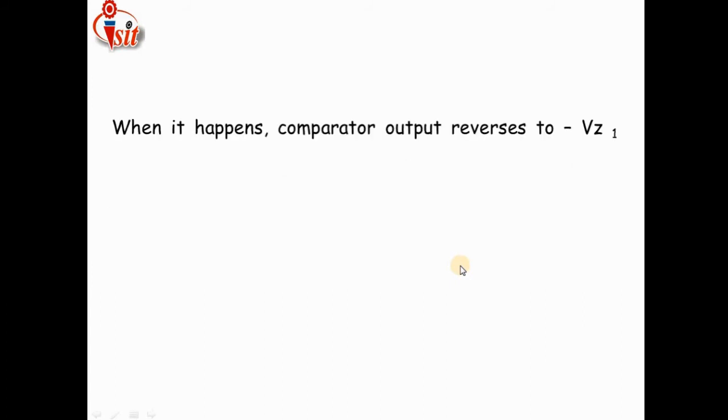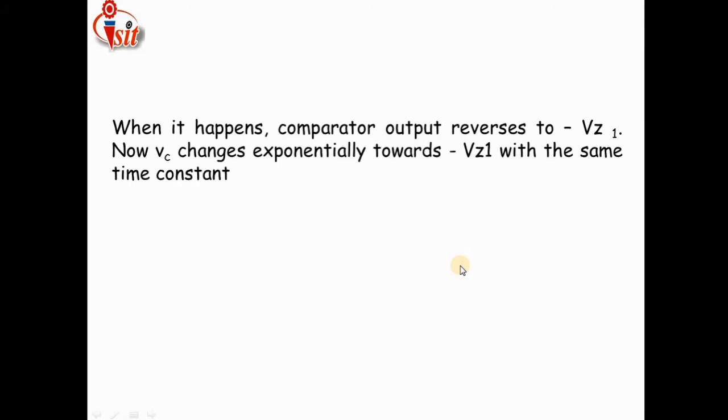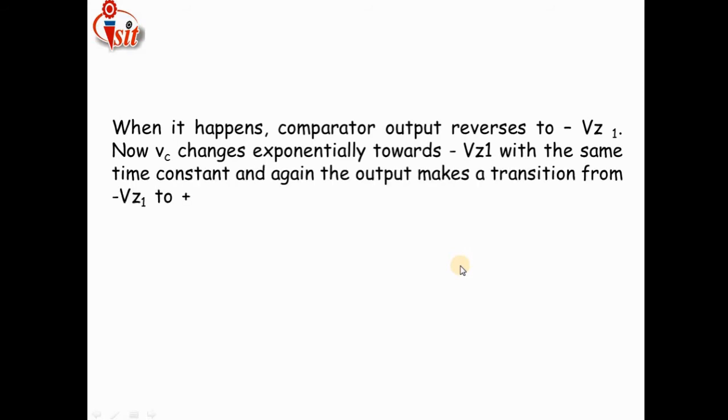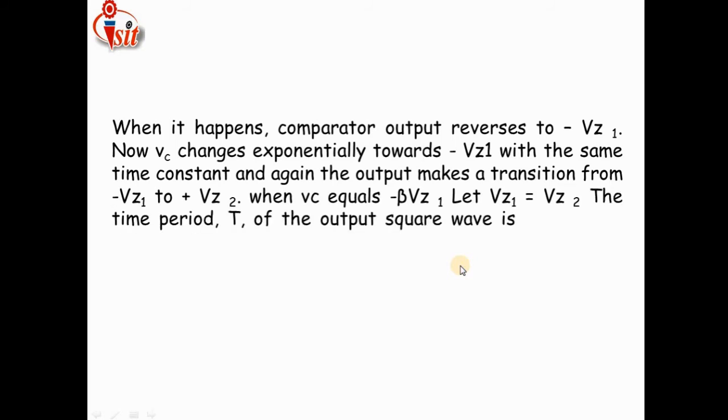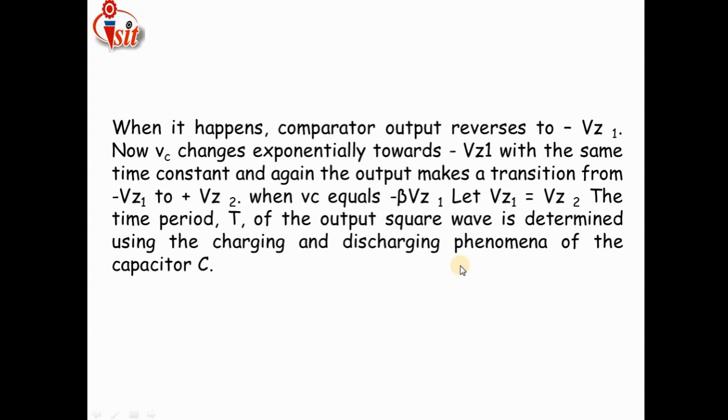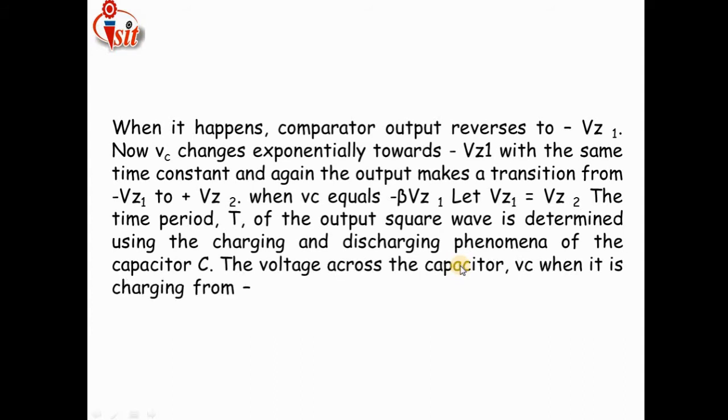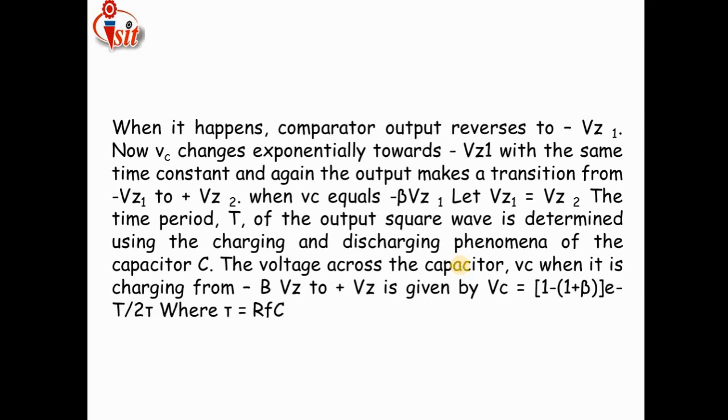Along with this, when it happens, the comparator output reverses to minus VZ1. Now Vc changes exponentially towards minus VZ1 with the same time constant, and again the output makes a transition from minus VZ1 to plus VZ2. When Vc equals minus beta VZ1, let VZ1 be equal to VZ2, the time period T of the output square wave is determined using the charging and discharging phenomena of the capacitor C.